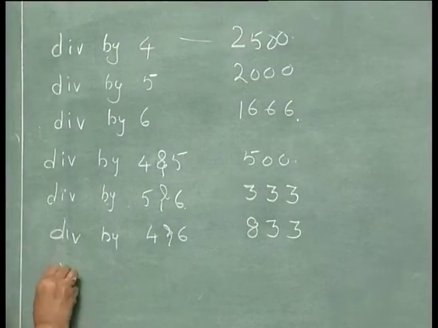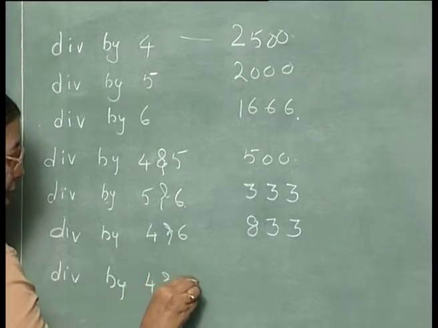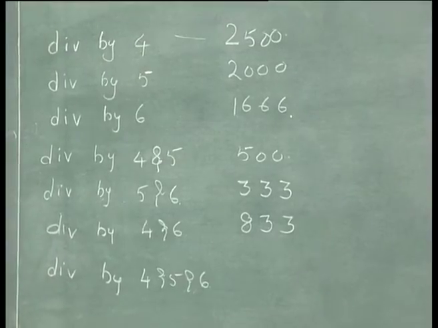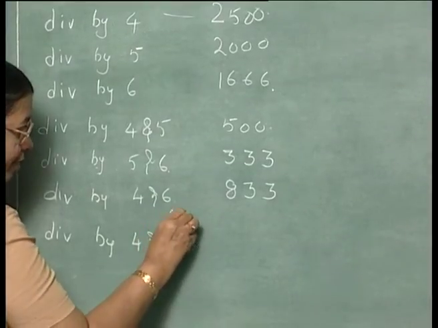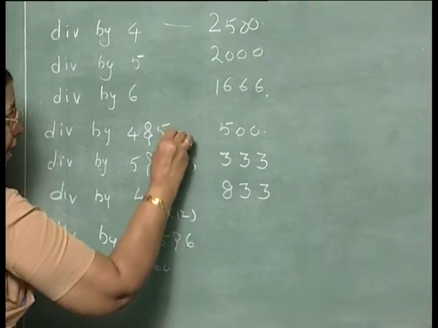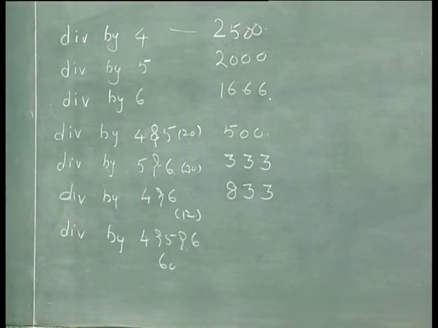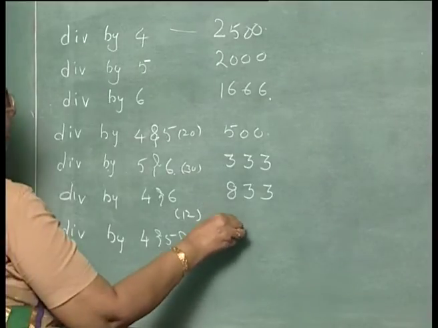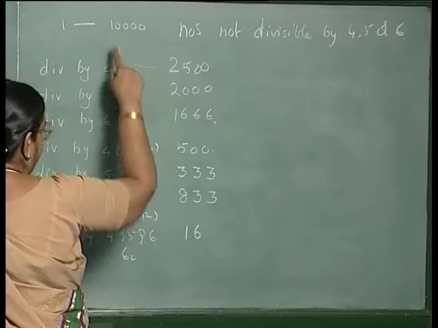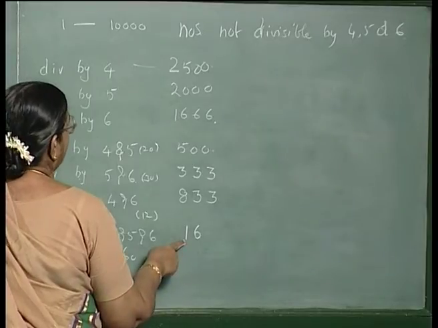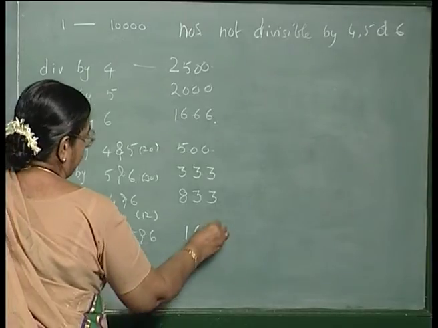So, how many of them are divisible by 4, 5 and 6? You have to consider divisibility by 60. Here you have to consider divisibility by 12, here 30, here 20. If you divide by 60, the number will be 166.